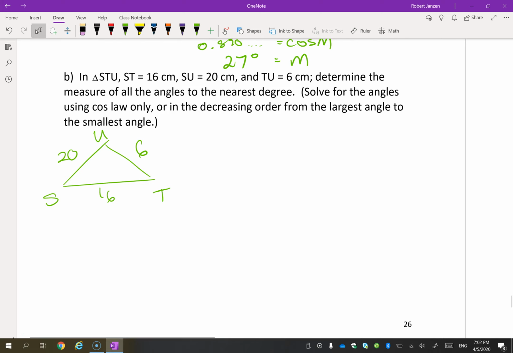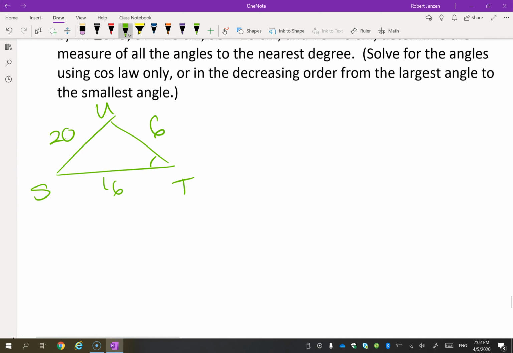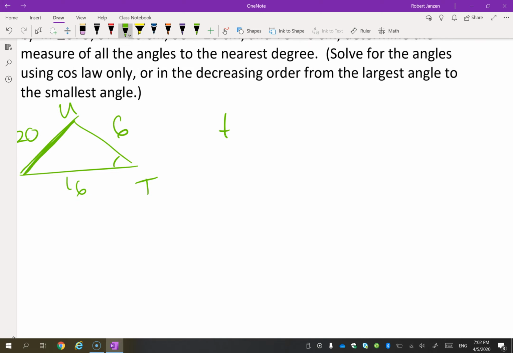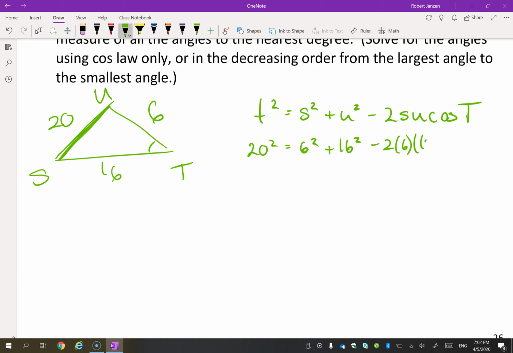Well, which is the largest angle going to be? It's going to be this one. How do I know that? Because the side across from it is the biggest. So I'm going to start with t squared is s squared plus u squared minus 2 times su cos of capital T. So 20 squared equals 6 squared plus 16 squared minus 2 times 6 times 16 cos of T.